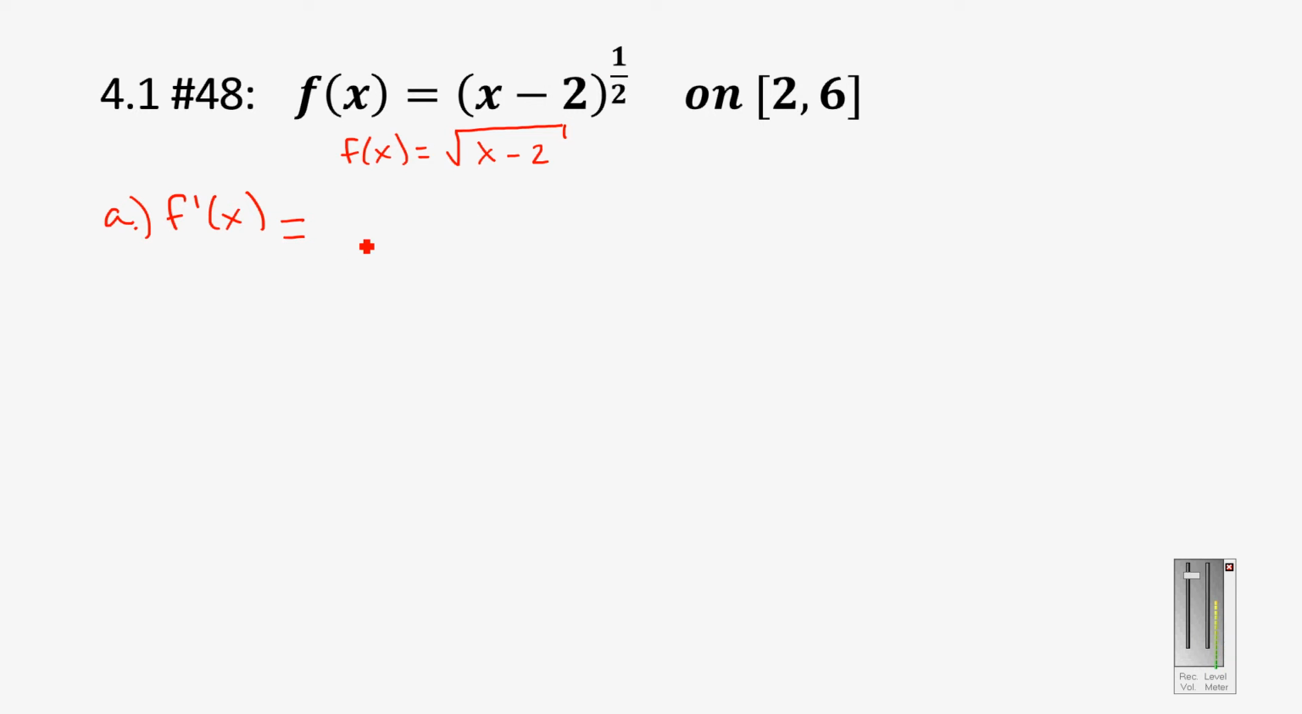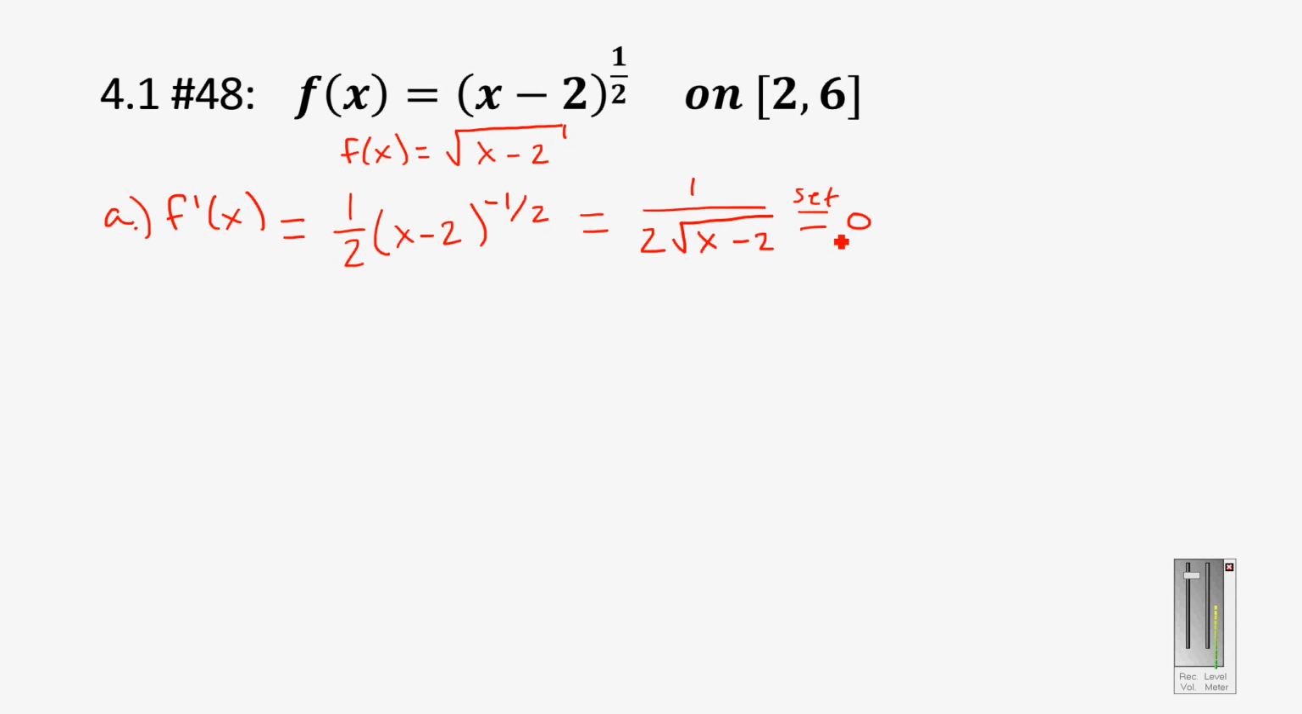So f prime of x would be 1/2 times x minus 2 to the negative 1/2. Okay? And we should rewrite this real quick because this is not the best way to write this out. This really becomes 1 over 2 square root of x minus 2. So that's my derivative. What I would do then is take that derivative, and right here I'm going to set it equal to 0.